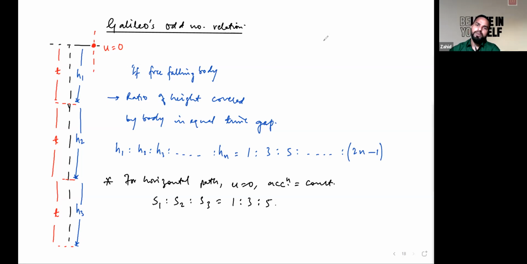In this part, I have to tell you that whether a body is going along vertical motion, and its initial velocity is zero, and it is accelerating with some constant acceleration. And let's say a body is moving along a horizontal path, having initial velocity zero. In both these conditions, the ratio of distance or height covered by the body in equal time gap must be in the ratio of odd numbers. So it would be in the ratio of 1:3:5:7:9, and so on. Is it clear? Mohammad Umar?